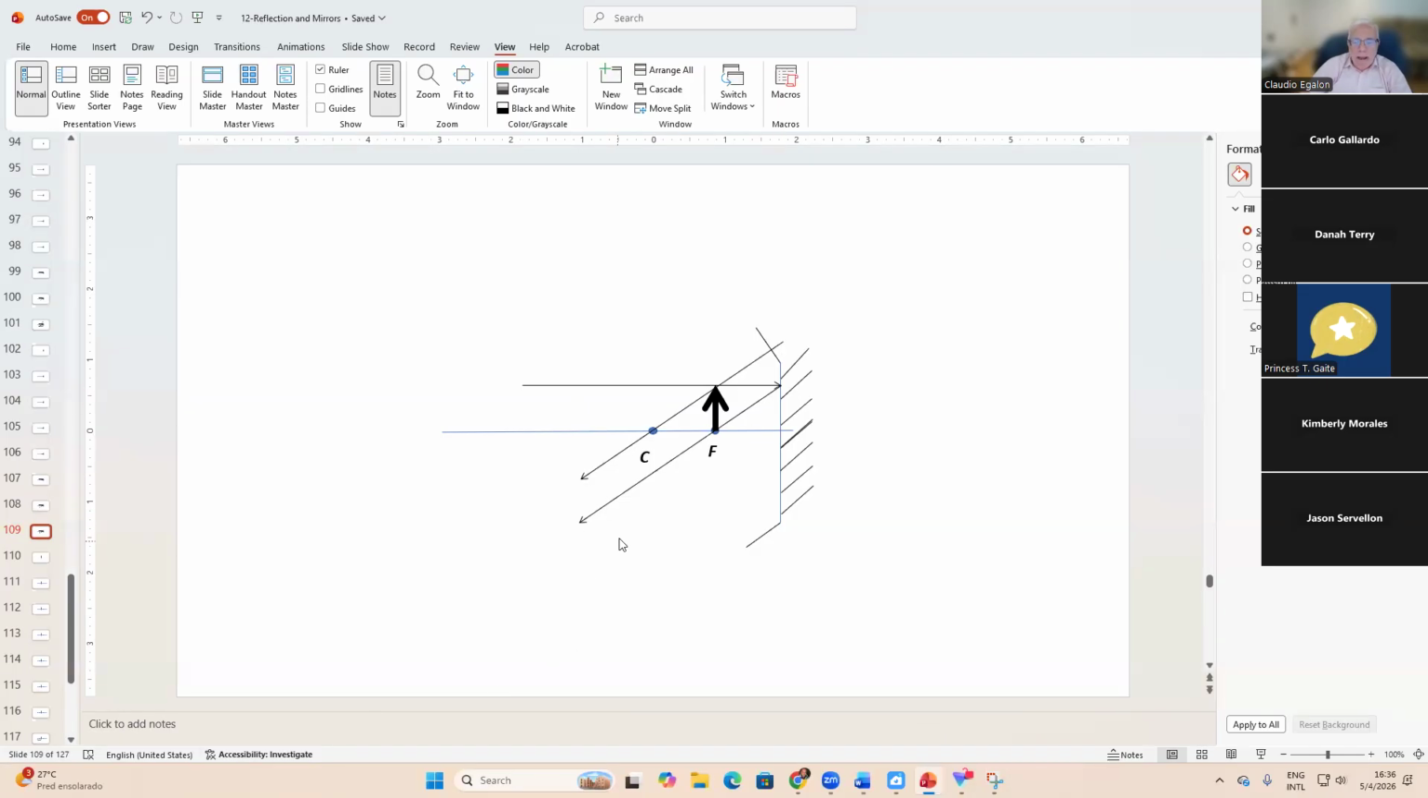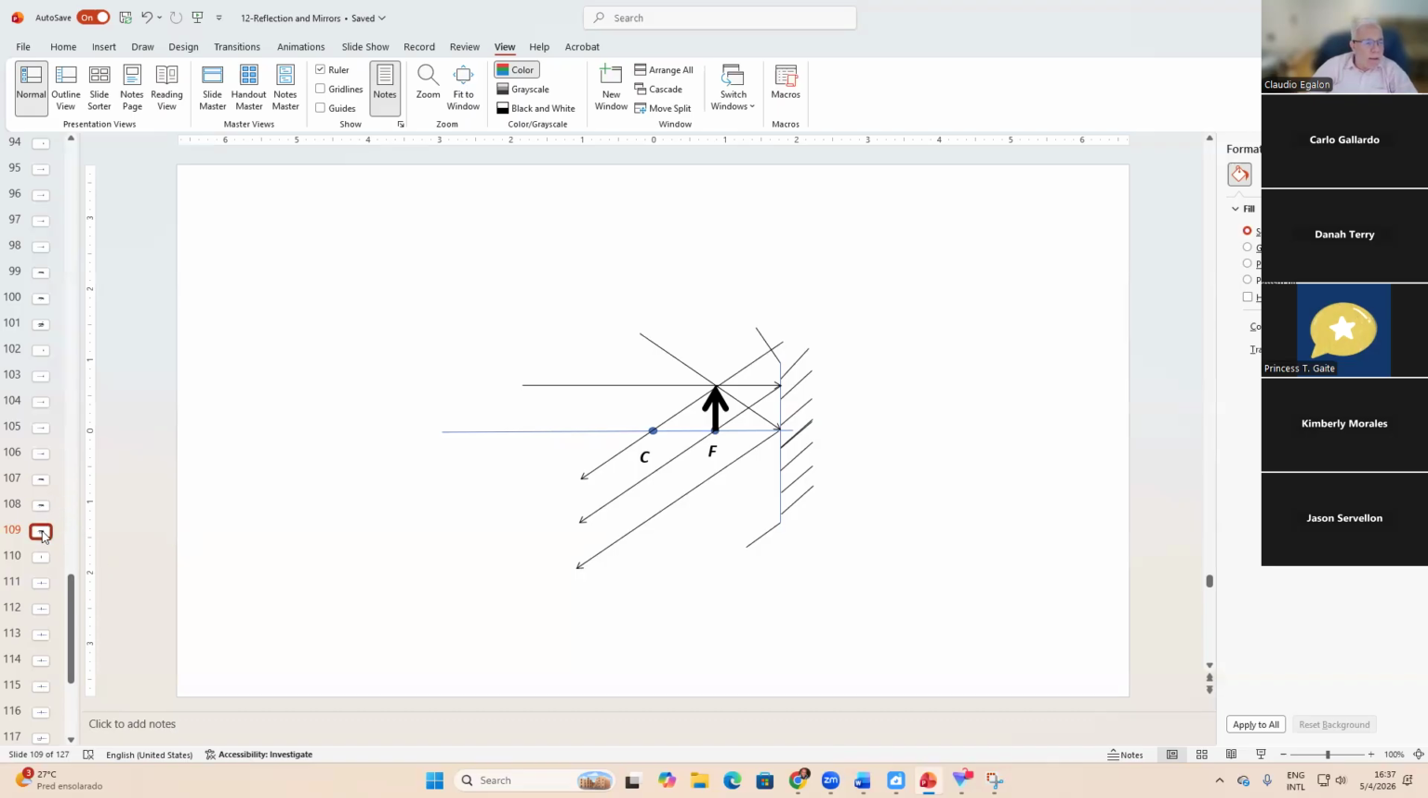And then we can also have another light ray that is going to be incident right in here. And it is also going to be reflected parallel to the axis, parallel to the other two light rays. There will be no image formation whatsoever in this case.